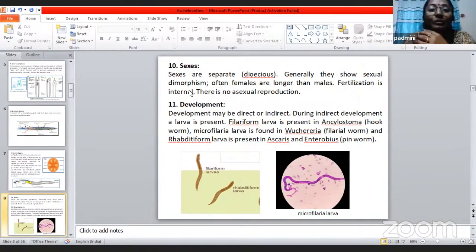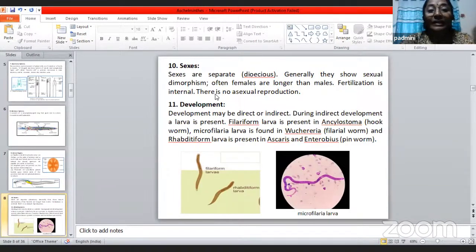Sometimes in the animal kingdom, it is very difficult to differentiate a male and a female. For example, if I'm talking about Drosophila, those small flies, if you see them directly, you will not be able to identify them, but a closer look will tell you which is a male and which is a female. But here, in roundworms, it is very easy to identify the male from the female. Fertilization is internal. There is no external fertilization and there is no asexual reproduction.